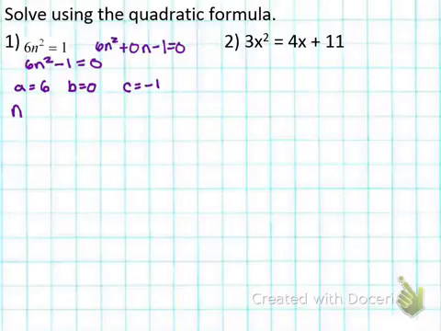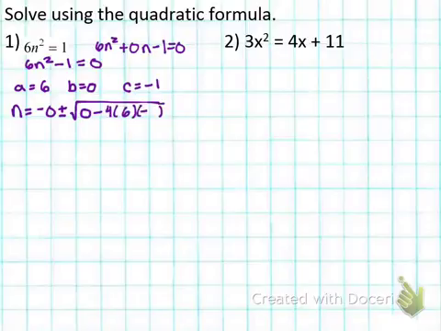Okay, and now I'm going to write this with the quadratic formula, plugging these values in. So now I have n equals, technically, because I'm solving for n, negative b, so here that's just going to be negative 0, plus or minus the square root of b squared, 0 squared is just 0, minus 4 times a times c. Okay, a is 6, and c is negative 1, all over 2a, so all over 2 times 6.